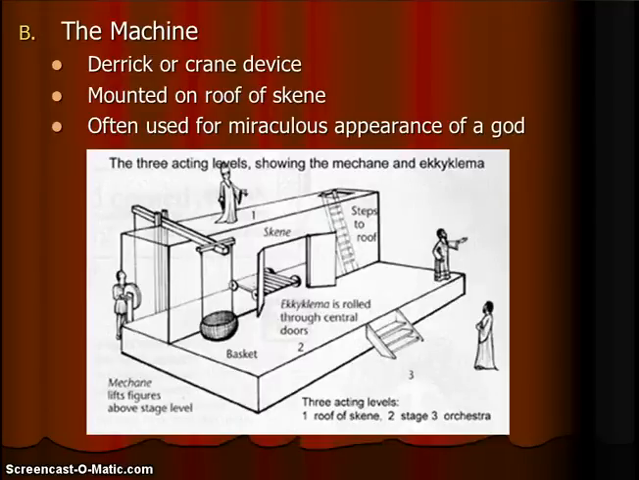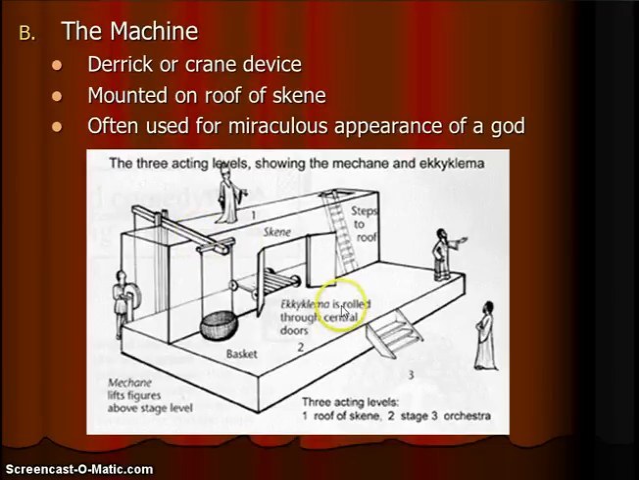The machine is this derrick or crane-like device that's mounted on the roof of the skene. You can see here, this is a good representation of it: in the back, you have the wheel that's mounted to this that will raise and lower this basket. In this case, that's what they're using for here. It's mounted on the roof of the skene, and it's often used for the miraculous appearance of a god.